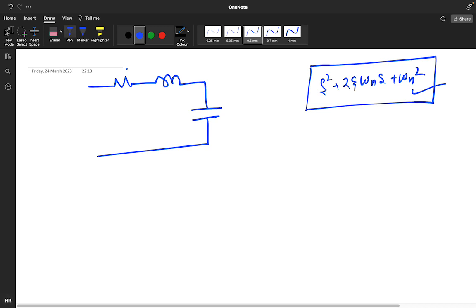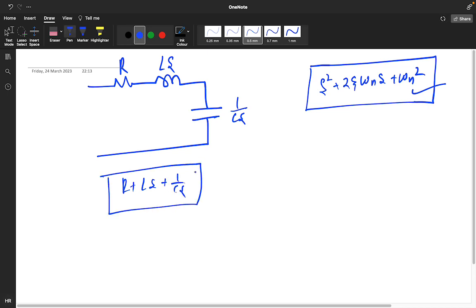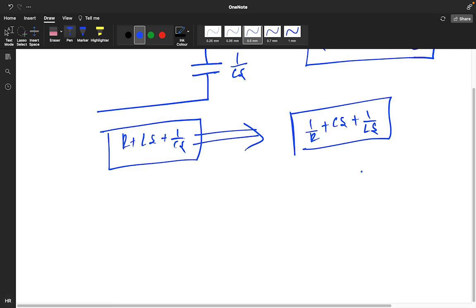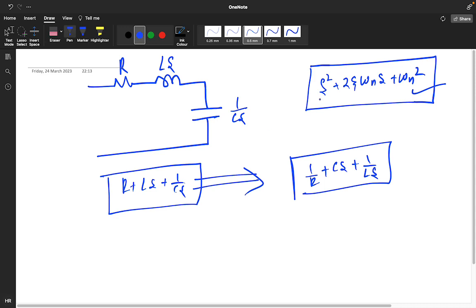Directly represent the circuit in the Laplace domain. R will be R, L will be Ls, and C will be 1 by Cs. So in a series circuit, the equation you will get is R plus Ls plus 1 by Cs. And for a parallel network, it will be 1 by R plus Cs plus 1 by Ls. Equate this with 0, compare with the standard equation, and get the result of zeta.